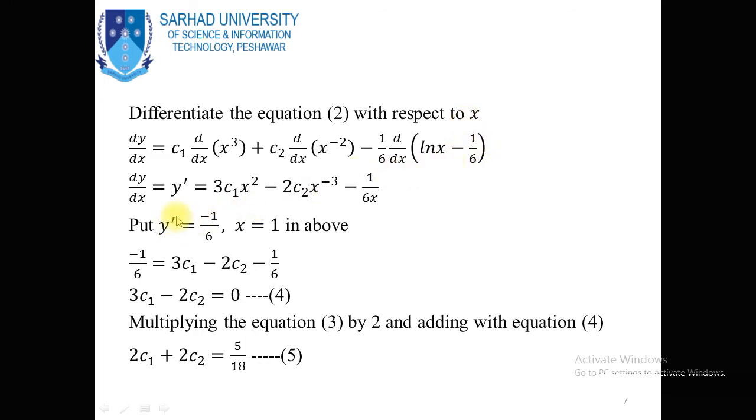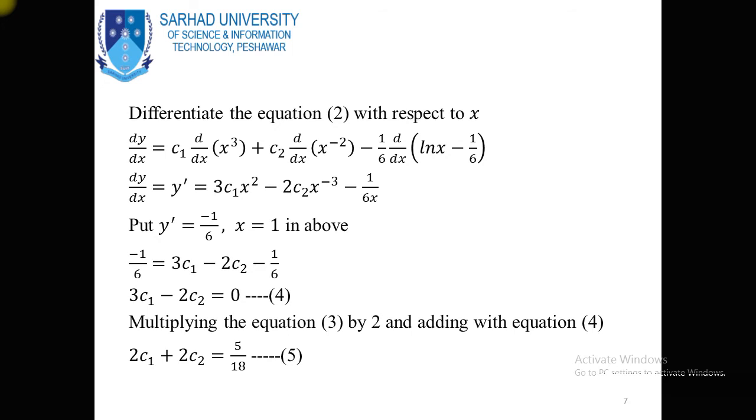Now putting the condition y dash, the derivative of y, is equal to minus 1 over 6 at x is equal to 1. So y dash is equal to minus 1 over 6, and putting x is equal to 1 in this result, we obtain minus 1 over 6 is equal to 3c1 minus 2c2 minus 1 over 6. So after simplification we obtain 3c1 minus 2c2 is equal to 0. Now solving equation 3 and equation number 4 for c1 and c2.